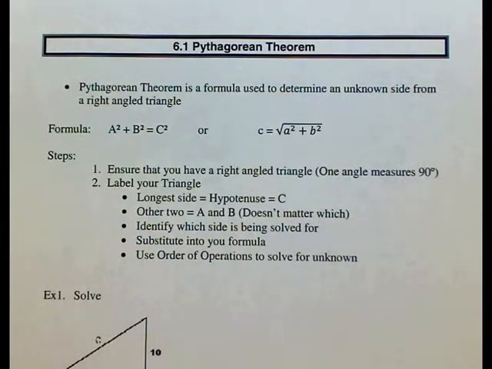Pythagoras. Now in this unit, we're going to take a few steps back. Think back to grade 10, grade 11, maybe even grade 9. Pythagoras is a formula used to determine an unknown side of a right-angled triangle. Now there are two formulas in play here.